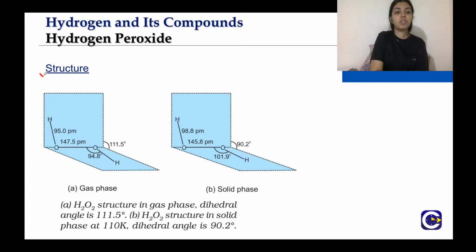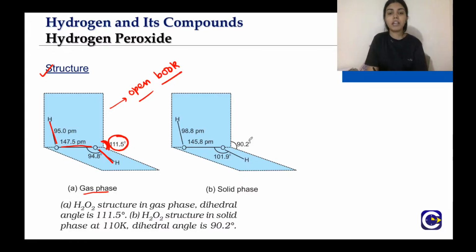Now next you come on to the structure. Structure is the area from which questions are asked, particularly for hydrogen peroxide. It has an open book type structure. It is somewhat like this. Can you see here? This angle is known as the dihedral angle. In the gas phase, the dihedral angle comes out to be 111.5 degrees, while in the solid phase this angle reduces to 90.2 degrees.